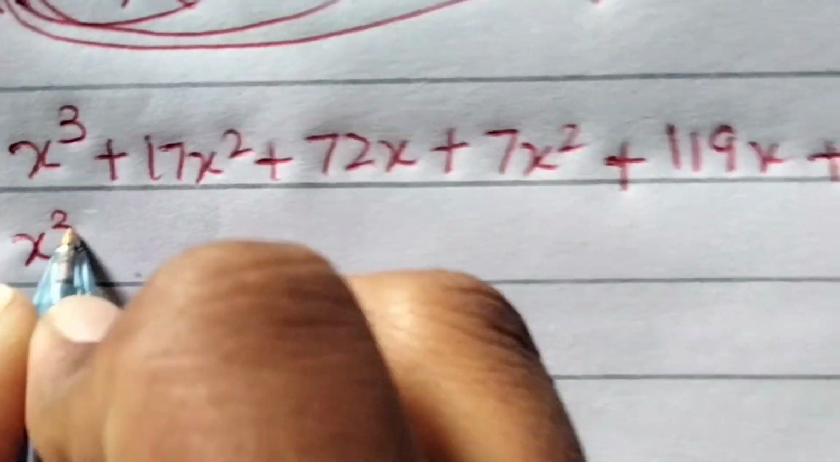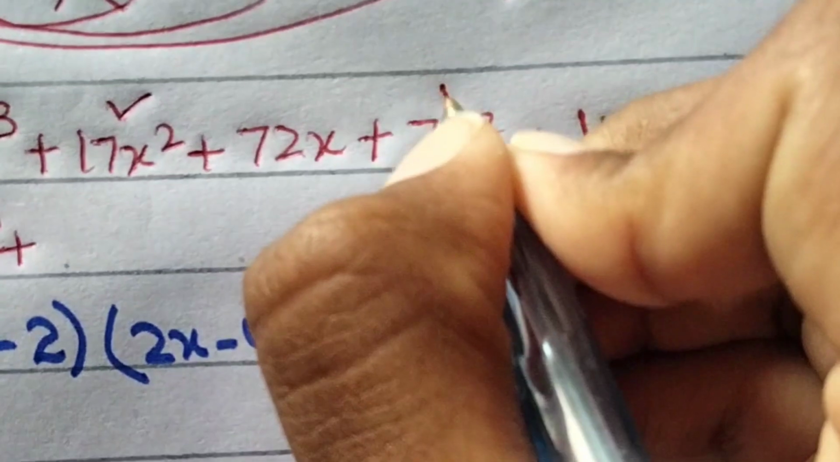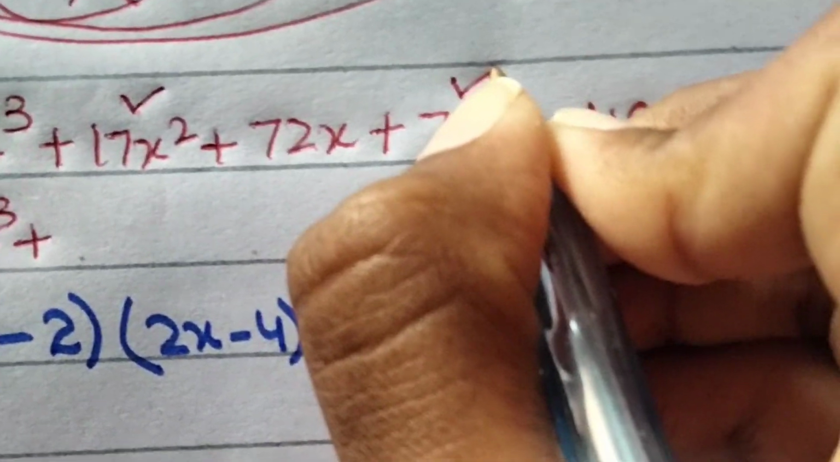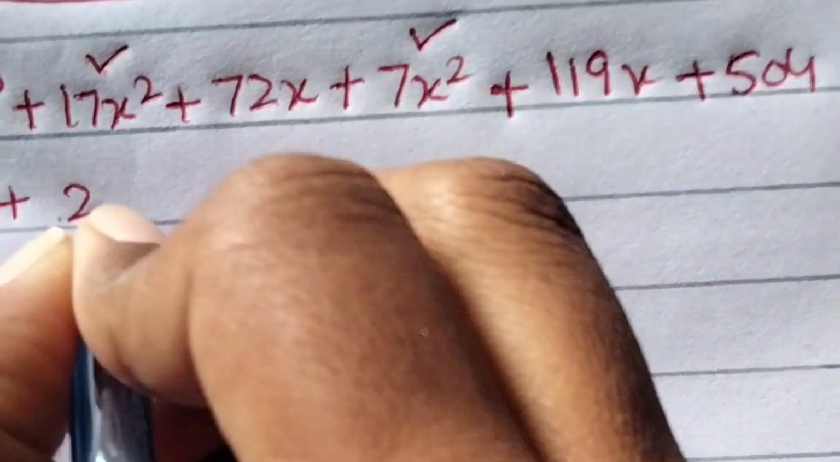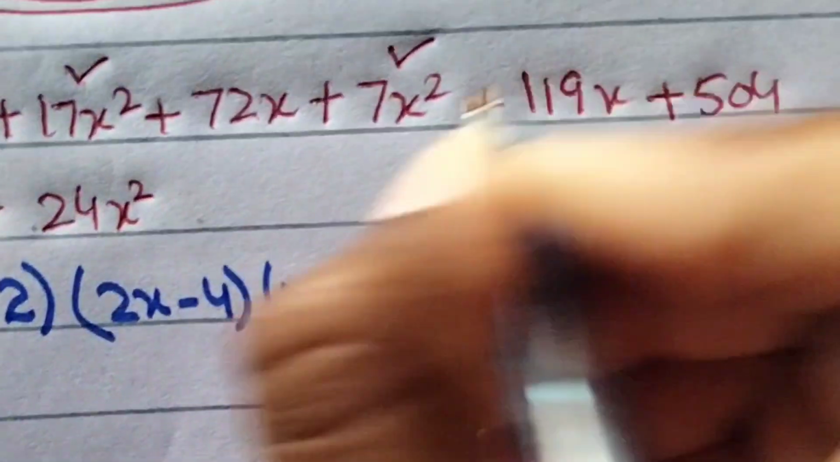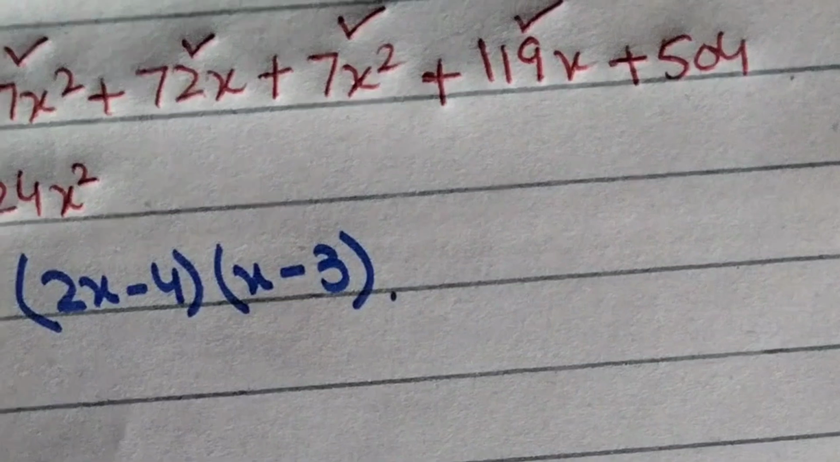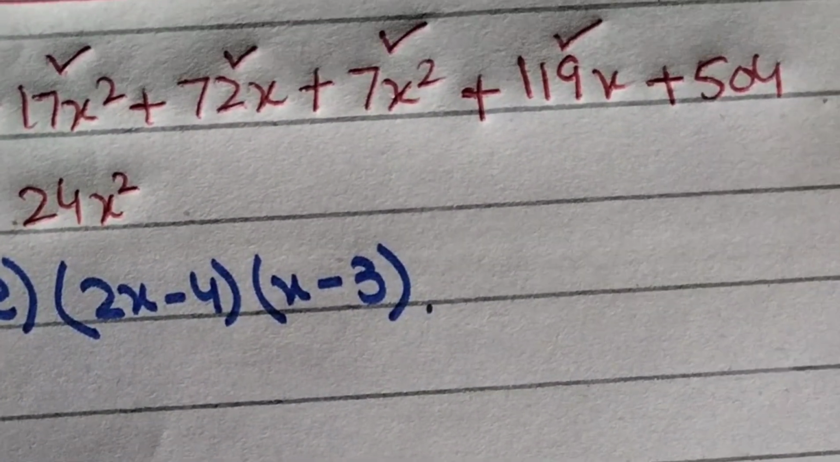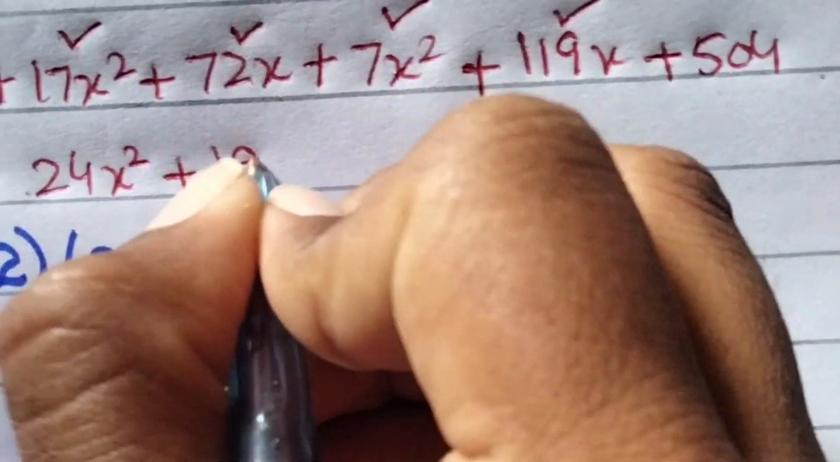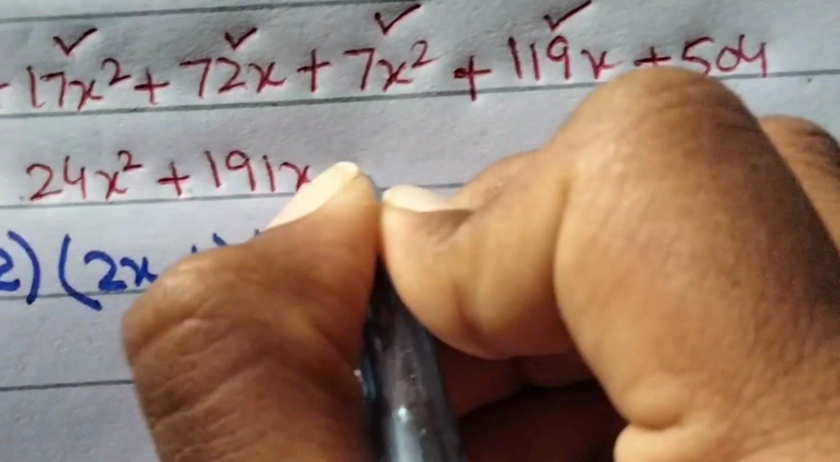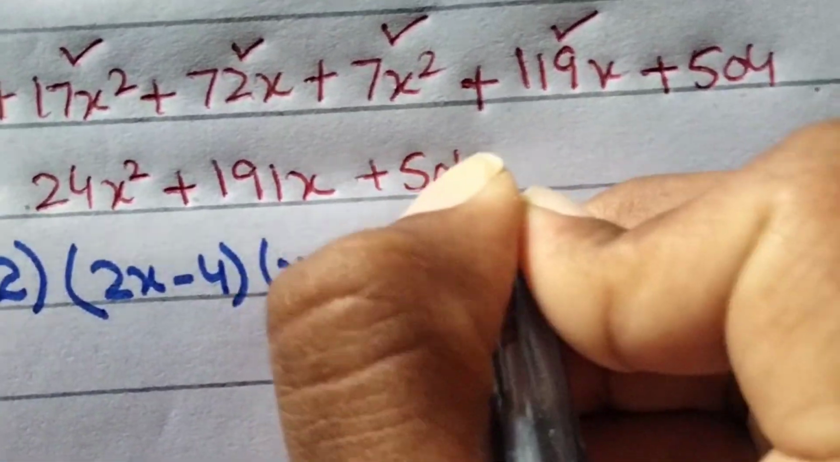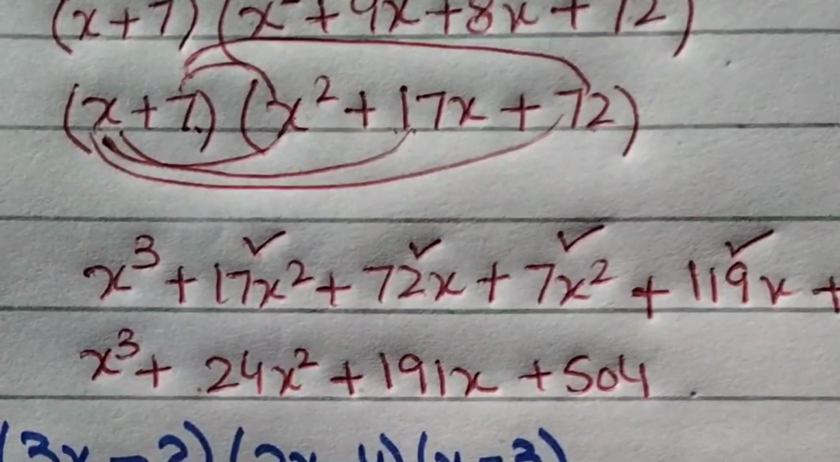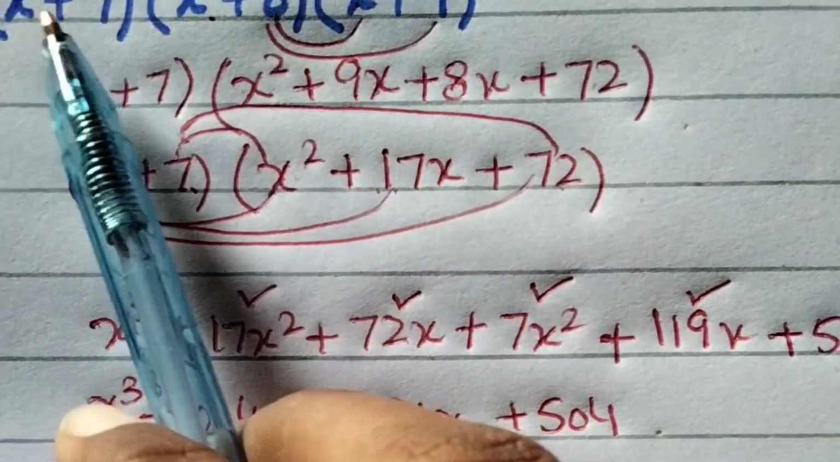So x cube as it is, plus now we have 17x square and 7x square, so that will be equal to 24x square. Now the next step is 72x and 119x. We will add both of them. So 119x plus 72x will be equal to positive 191x, and this positive 504 is as it is. So this one is our final answer when we expand these brackets.